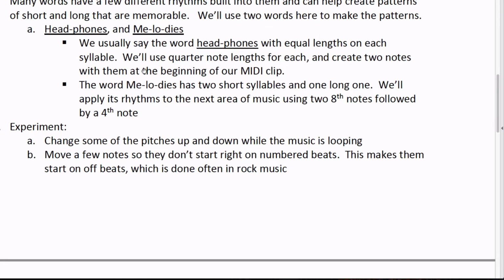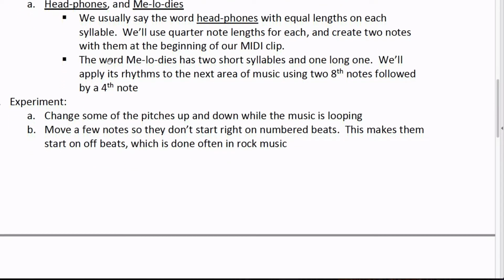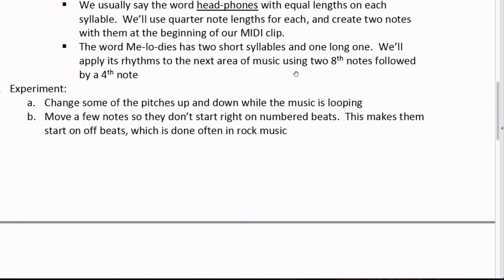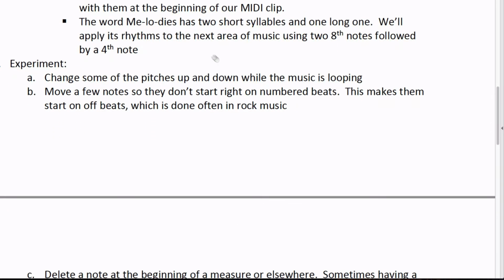Next we're going to use the one from melodies. So the word melodies has 2 short syllables, mellow, and then one long one, melodies. So we're going to take its rhythm and make it into 2 eighth notes followed by a quarter. Short, short, long, eighth, quarter.